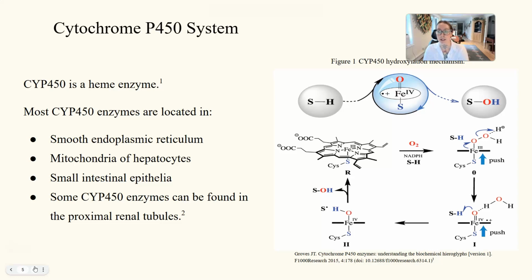CYP450 is a heme enzyme. Most CYP450 enzymes are located in the smooth endoplasmic reticulum, mitochondria of hepatocytes, small intestinal epithelia, and some CYP450 can be found in the proximal renal tubules. This is a schematic of the CYP450 enzyme in a hydroxylation mechanism.